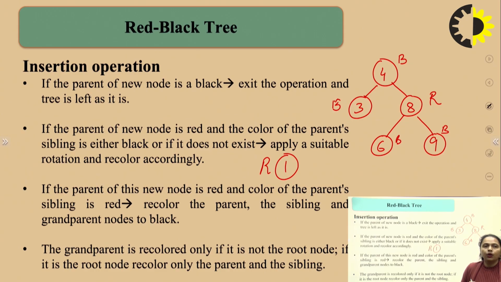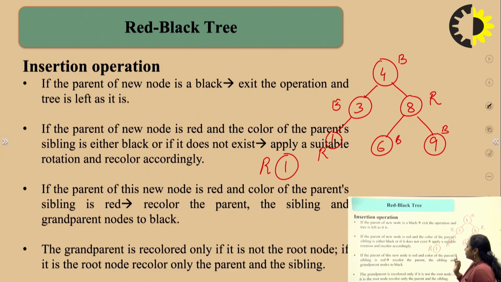Now, what will happen when I insert it in the red-black tree? 1 will be inserted to the left of 3. 1 will come here. So which case is applied here? A new node is inserted whose parent is black in color.